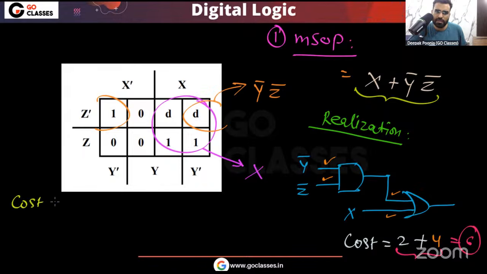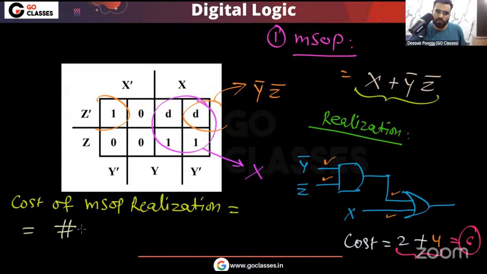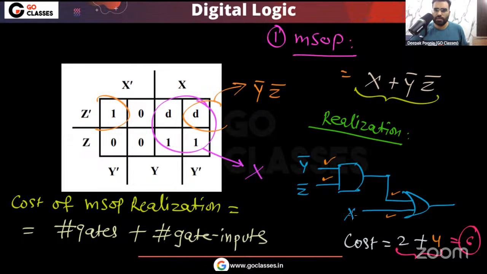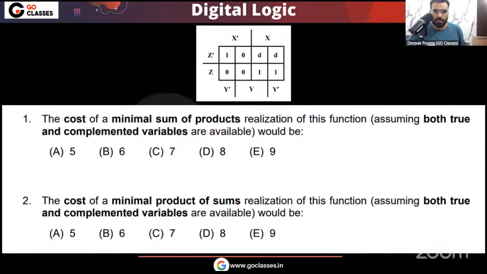So very simple, remember, the cost of minimal SOP realization is equal to the number of gates plus the number of gate inputs. Very simple. I hope you understood this. So the answer will be 6 for this part 1. The answer is going to be 6.